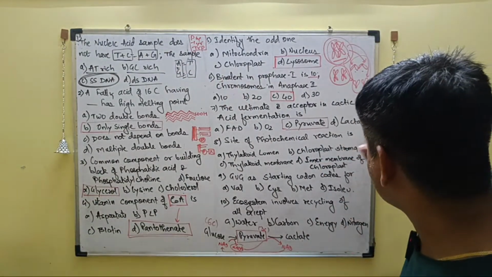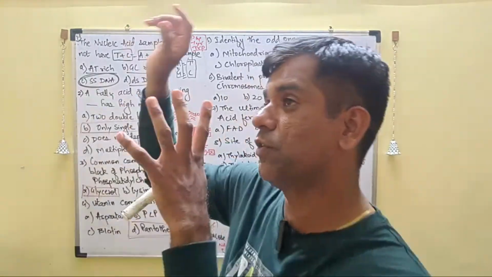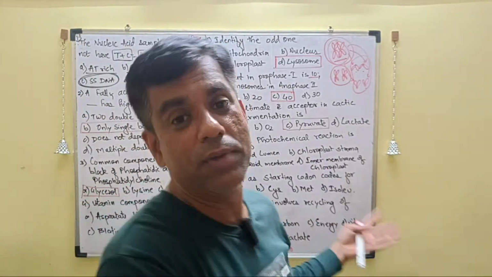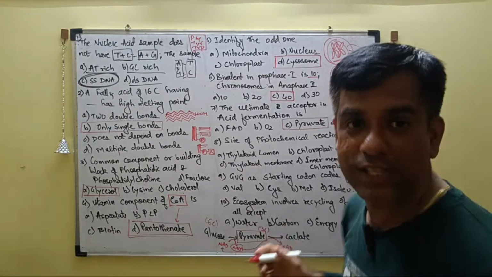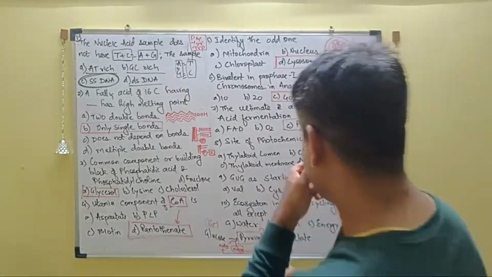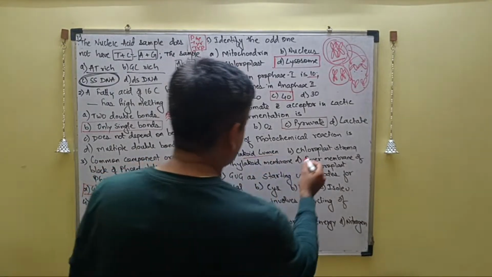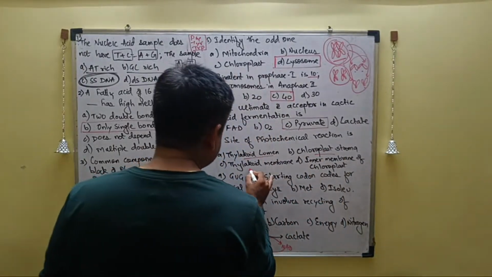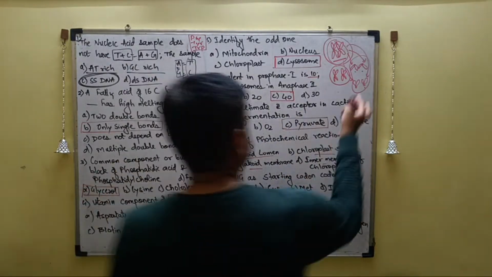The site of photochemical reaction, that is your photophosphorylation, where you are converting the light energy into chemical energy. What is the site of that particular reaction? Obviously in chloroplast. We are talking about the eukaryotic cell now. It is in the thylakoid lumen, or the chloroplast stroma, or the thylakoid membrane, or the inner membrane of the chloroplast. Let me be more clear in this.